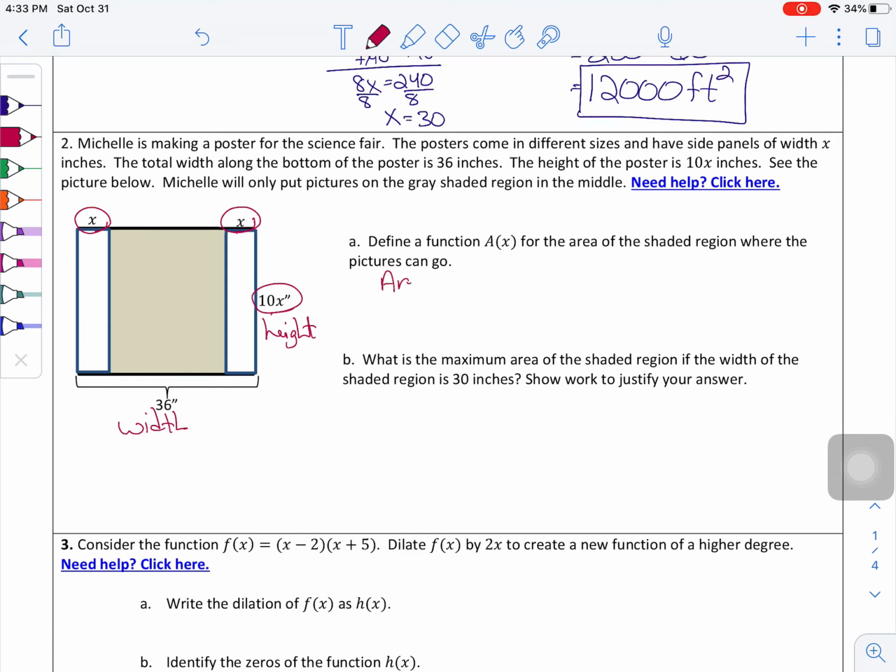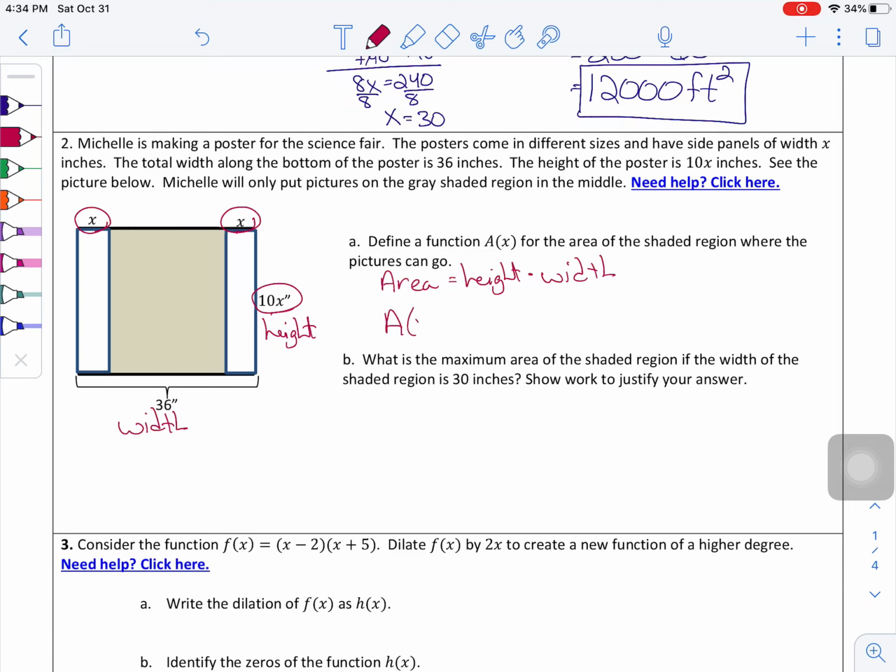So area is equal to, I told you I can't spell apparently. Hold on. Yeah, there it goes. Area is equal to, I'm going to do height times width. And if you say width times height, that's the same thing as height times width. Order in multiplication does not matter.